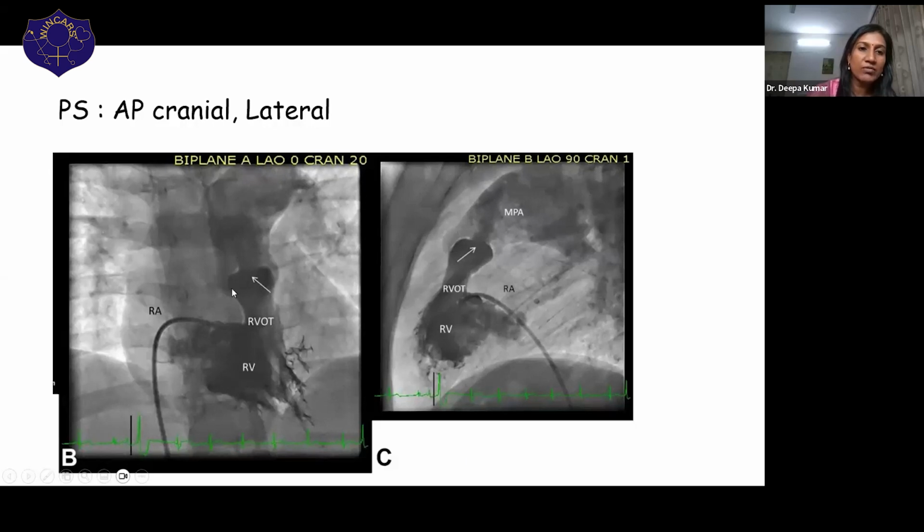So if you can see the white shadow here, that is the doming, thin, compliant pulmonary valve. In this pulmonary valve, you're very confident to do a BPV because you're more likely to get a good result. You see, it is a thin, pliable, doming pulmonary valve. You see the same thing in the lateral view as well. You see this pulmonary valve is doming and you have a post-stenotic dilatation of the main pulmonary artery, which is what you expect in a normal pulmonary valvular stenosis.